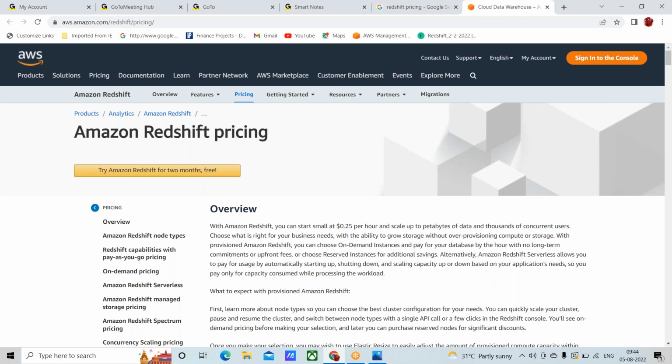Is it possible to view the data in each slice, like what data is stored in each slice? Is it possible to query at that level? Does Redshift provide any feature for that? Yes, we can. During SQL practice, we will be able to query that.